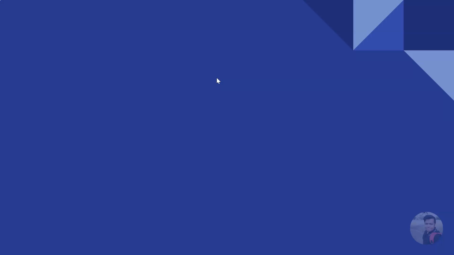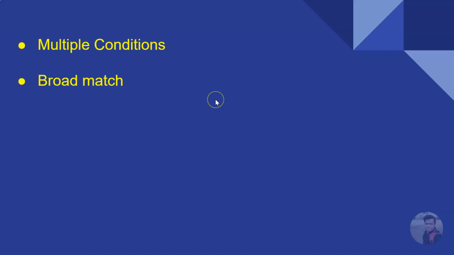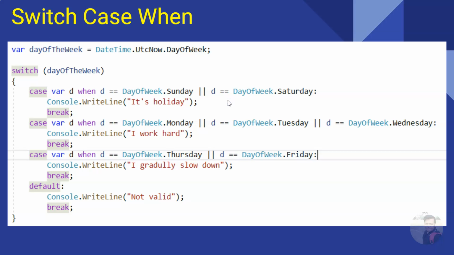The limitation of the switch case statement was that we need to use a constant term with the case statement, but here we can use multiple conditions. It supports broad match and variables can be used very easily. We need not invent some tricks to achieve those. Now let us see the switch case when statement syntax.